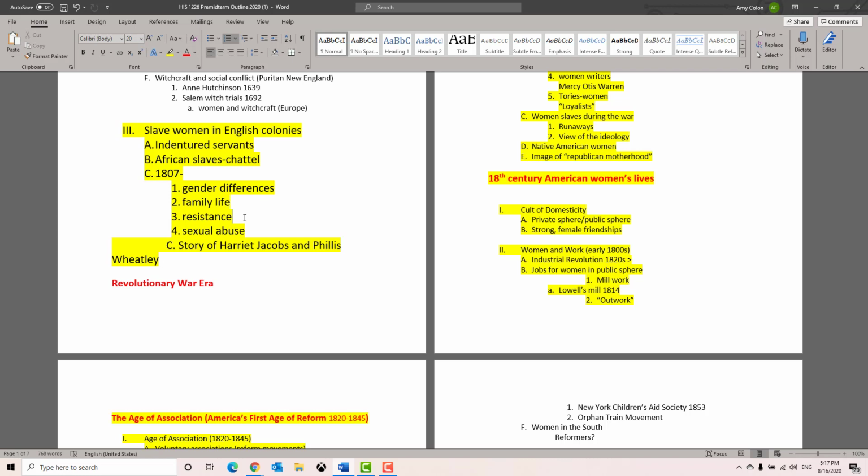Now, sexual abuse. Let's talk about that for a minute. Historians believe that women were more susceptible to sexual abuse than men. That doesn't mean male slaves weren't sexually abused, because I'm sure they were. But historians believe that more women slaves had to deal with sexual abuse than male slaves did.